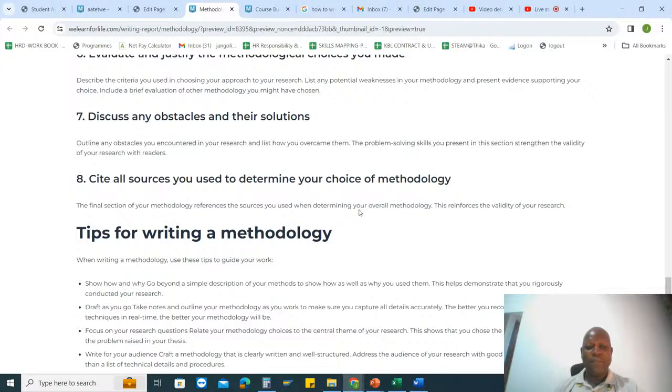I have enlisted here tips for writing a methodology. You go through them as you are doing your next assignment. Just go through them and see how you're going to use them now and also in the future in your day-to-day work.